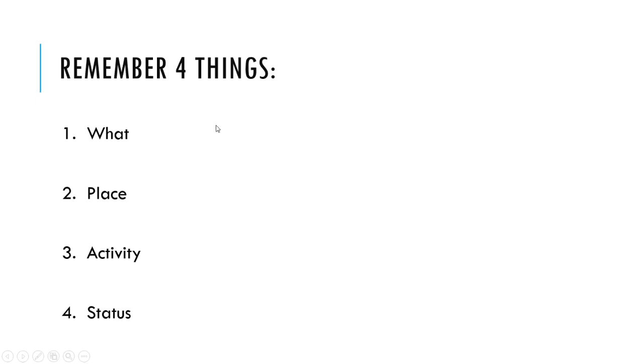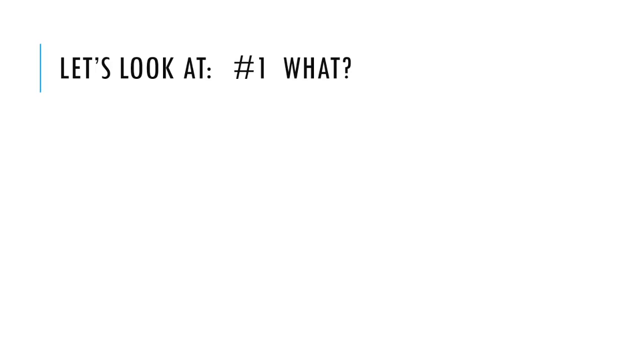4 things to remember when coding external cause codes. 1, what occurred. 2, place of occurrence. 3, activity of the patient when the injury occurred. And 4, the status of your patient. So let's look at the first one.